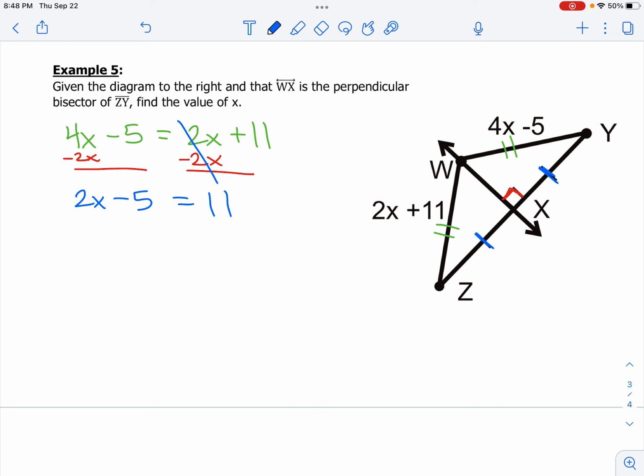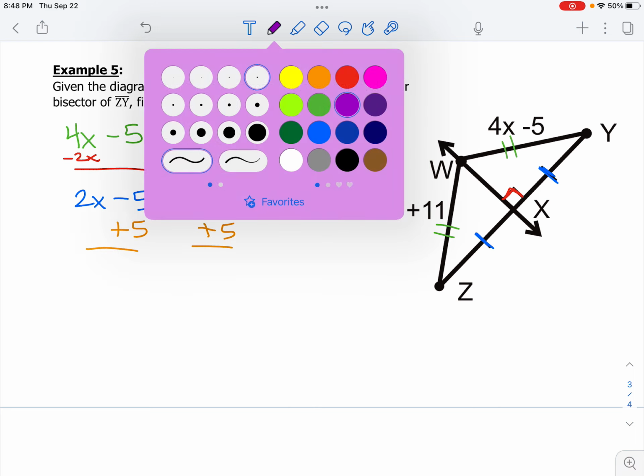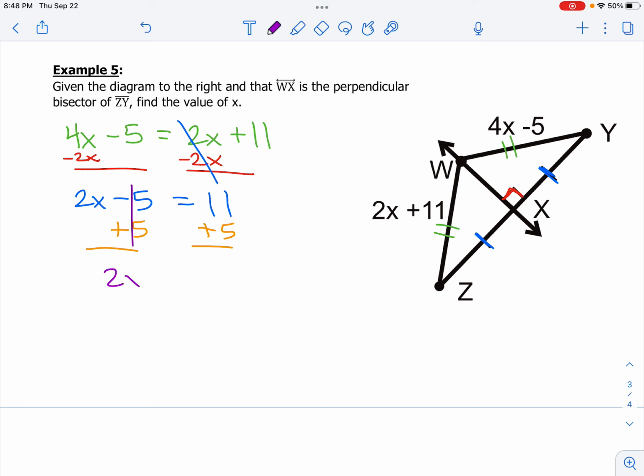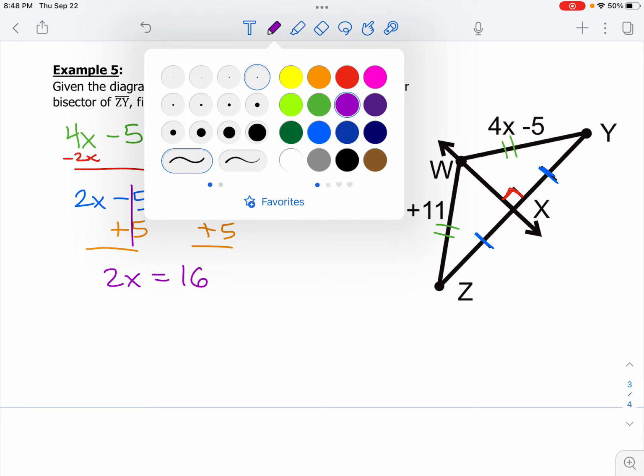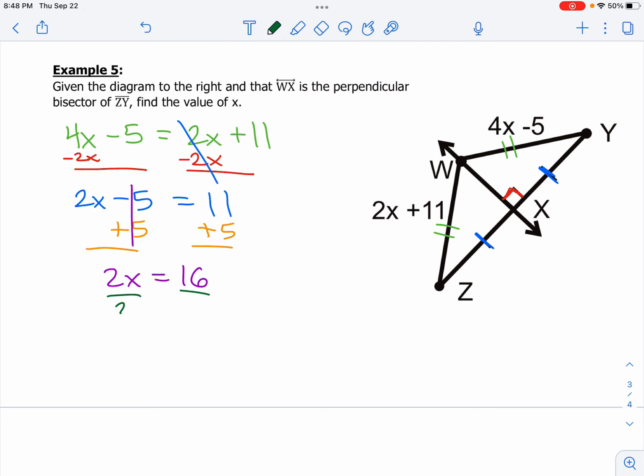All right. And so what is next? Let's add 5. X equals 16. I forgot to tell you to pause the video to do it first by yourself. Hopefully you did that. Let's see what happens here. X equals 8. Now sometimes we have to go one more step and actually find the length, but it just said find the value of X, which we did. So that means this problem is done.